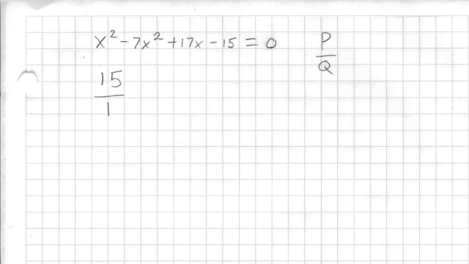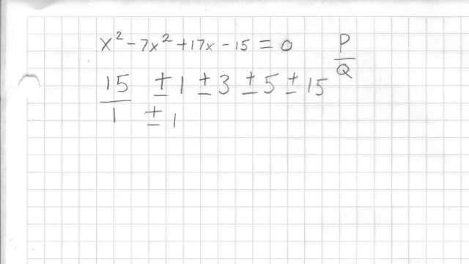We then find all the factors of 15 and 1. For p, we have plus or minus 1, plus or minus 3, plus or minus 5, and plus or minus 15. For q, we only have plus or minus 1. This gives us the possible roots of plus or minus 1, plus or minus 3, plus or minus 5, and plus or minus 15.